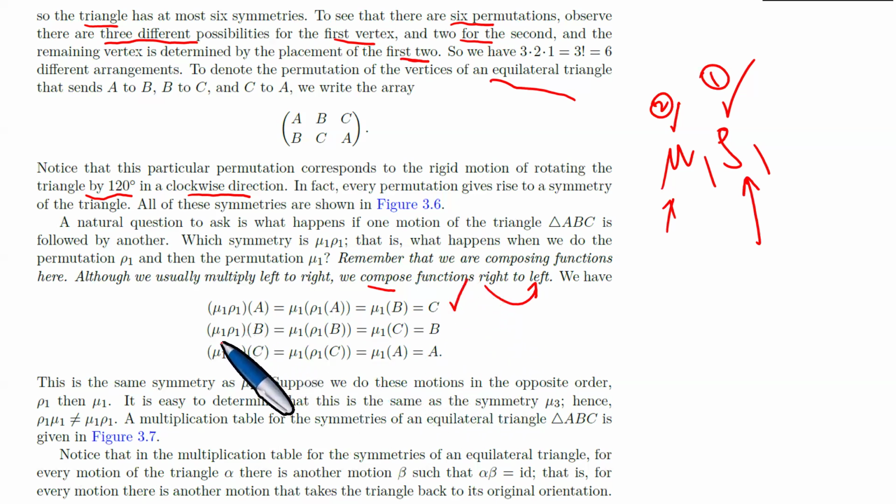Let us check. We're just composing these randomly. So we're doing mu1 rho 1 of B.